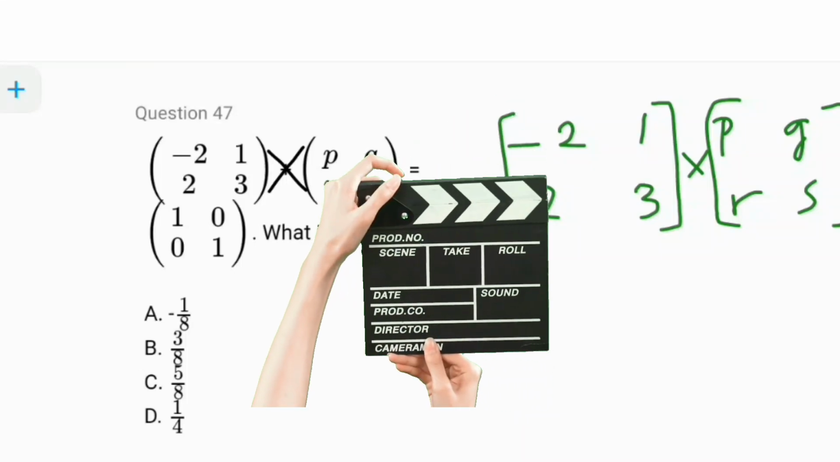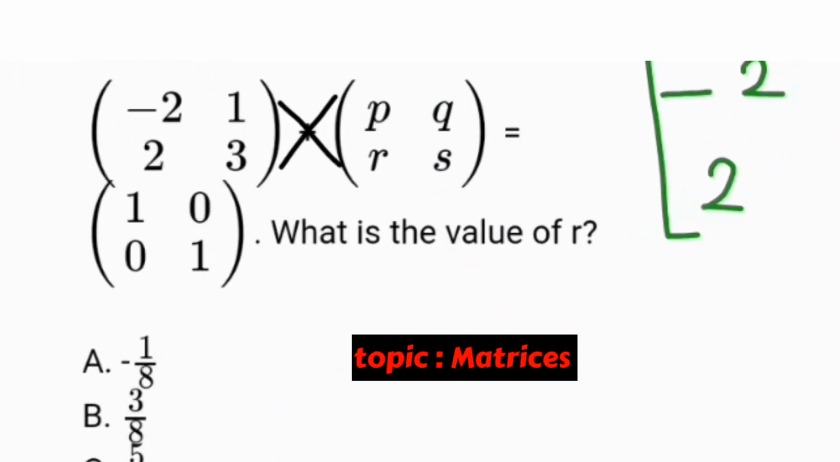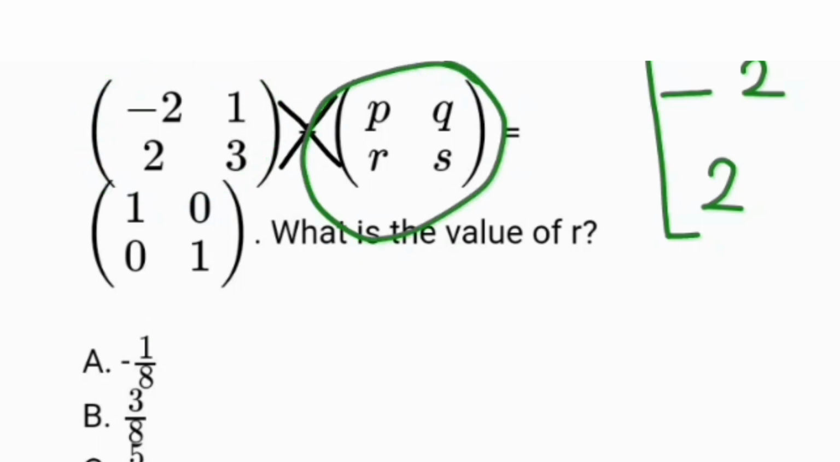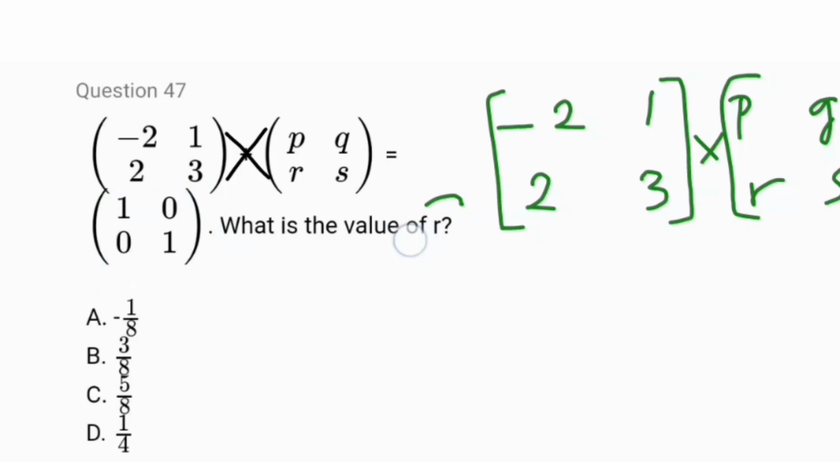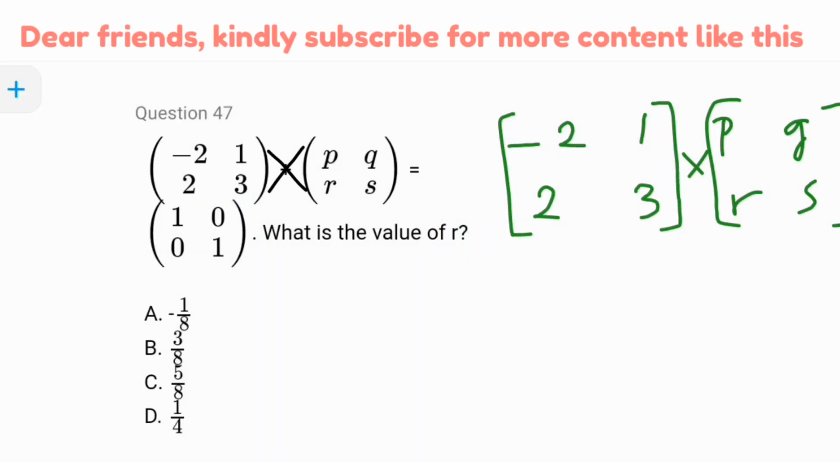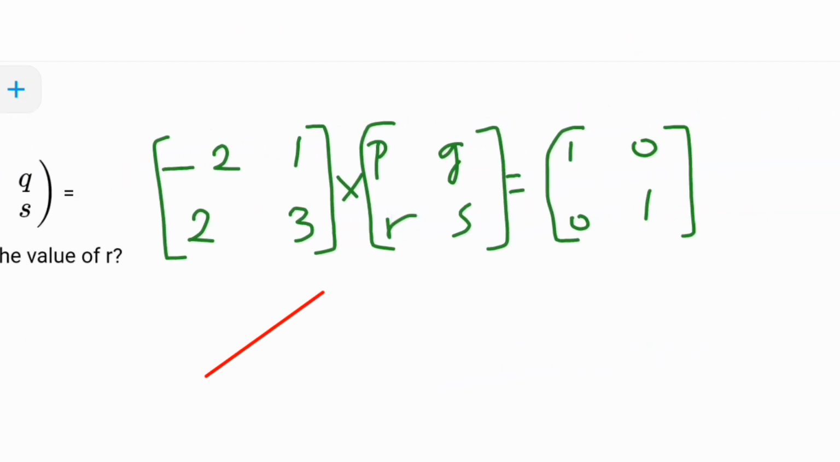So we take the first question. We are told that the matrix [-2, 1; 2, 3] times the matrix [P, Q; R, S] gives you the matrix [1, 0; 0, 1]. You have to find the value of R. So this is matrix multiplication, as you can see from the sign in the middle of the matrices. So I've written it here for you.